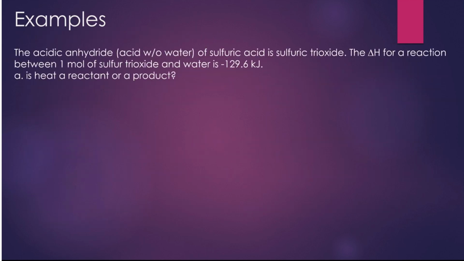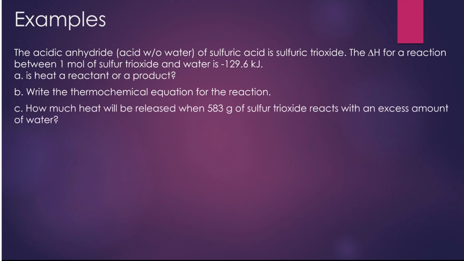Some examples. The acidic anhydride, again, that's an acid without water, of sulfuric acid is sulfur trioxide. The delta H, or change of enthalpy, for the reaction between 1 mole of sulfur trioxide and water is negative 129.6 kilojoules. First question, is heat a reactant or a product? Part B, write the thermochemical equation for the reaction. Part C, how much heat will be released when 583 grams of sulfur trioxide reacts with an excess amount of water? So here's our stoichiometry.